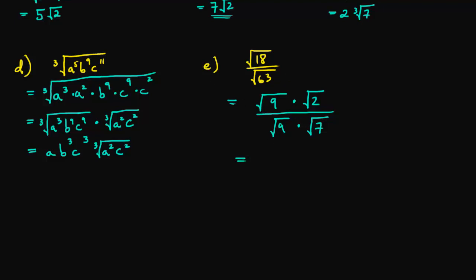Well, now we can see the square root of 9 is just 3, divided by the square root of 9, which is 3 as well. These square root 9s divide out. So I can divide out the square root of 9. And I'm left with just root 2 over root 7.